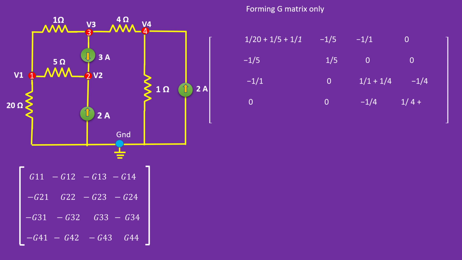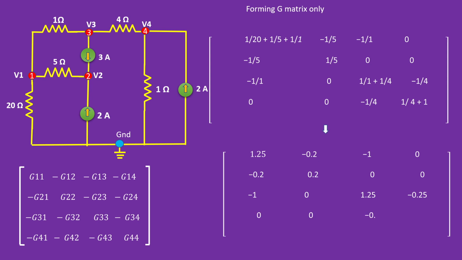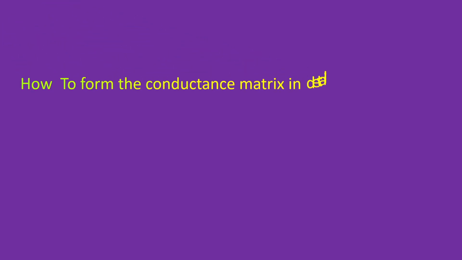With this, after performing the calculation, this becomes 1.25, minus 0.2, minus 1, 0, minus 0.2, 0.2, 0, 0, minus 1, 0, 1.25, minus 0.25, 0, 0, minus 0.25, 1.25. So we have calculated the G matrix. Now we will see how to form the conductance matrix in detail by considering all the nodes individually.